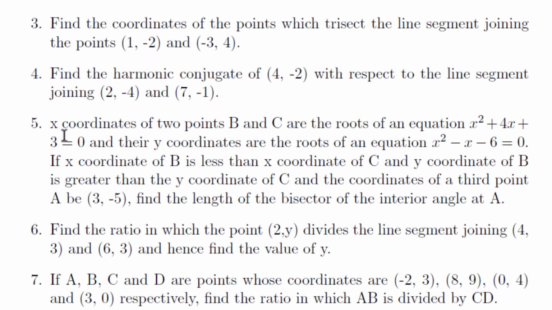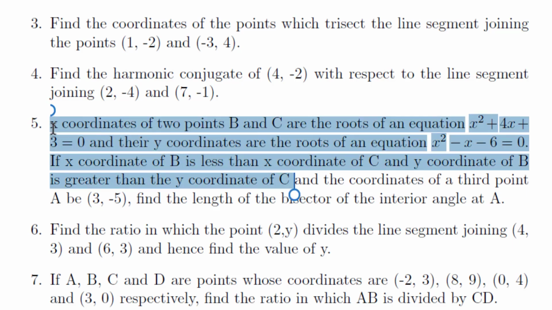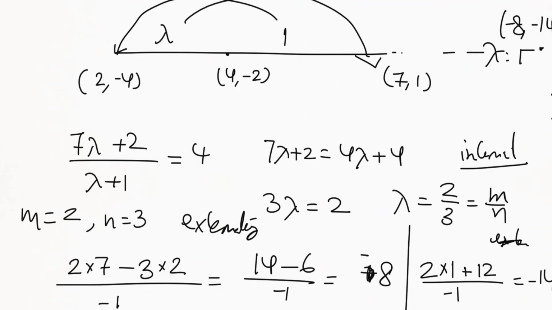The question says x coordinates of 2 points B and C are the roots of this equation, and y coordinates are roots of this other equation. So quadratic equations are given, and we will get to know the x and y coordinates of B and C. Also it says x coordinate of B is less than x coordinate of C, and y coordinate of B is greater than y coordinate of C. So what is the purpose of these things? Let's write down.